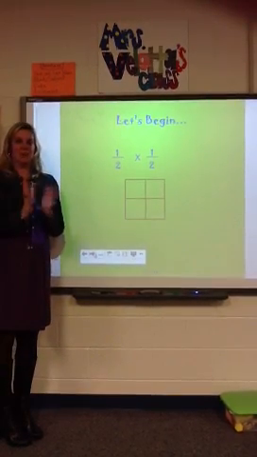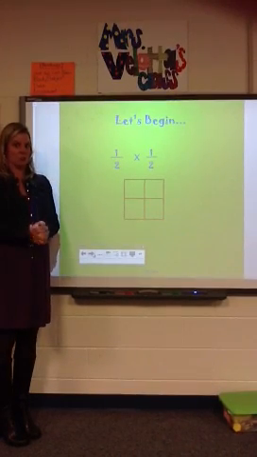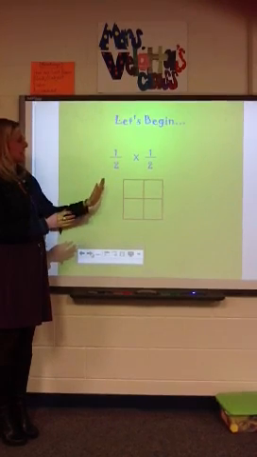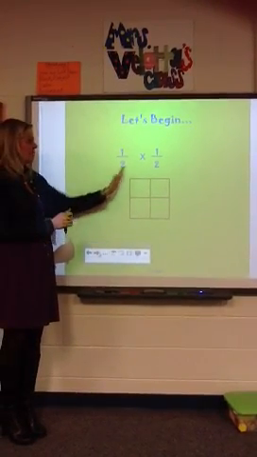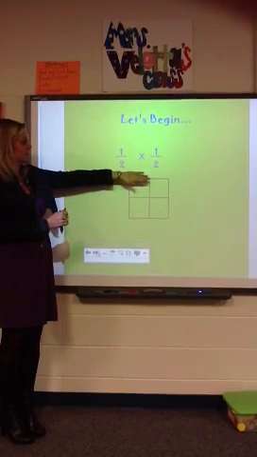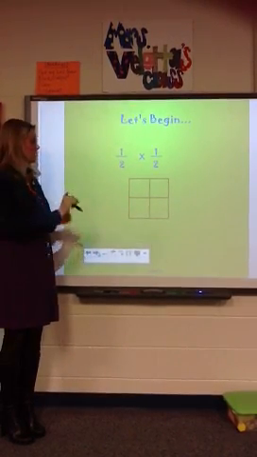Let's begin. You are going to be pleasantly surprised by how easy multiplying fractions truly is. Let's go ahead and get started. This is the easiest operation because you don't have to find the same denominator. In this case, we do have the same denominator, a common denominator, but it does not matter. You're going to multiply straight across.